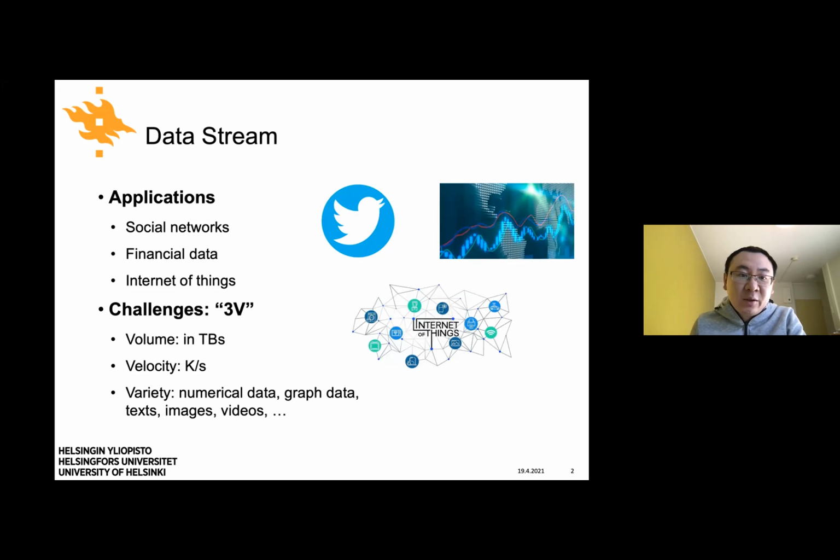To handle the data streams, there are 3 challenges, which are called 3V. The first is the volume. The volume of a data stream may be in TBs. And the second is the velocity. The velocity means the generation speed of a data stream may be several thousand items per second. And the third challenge is the variety. The data streams may consist of numerical data, graph data, text, images, videos, and so on.